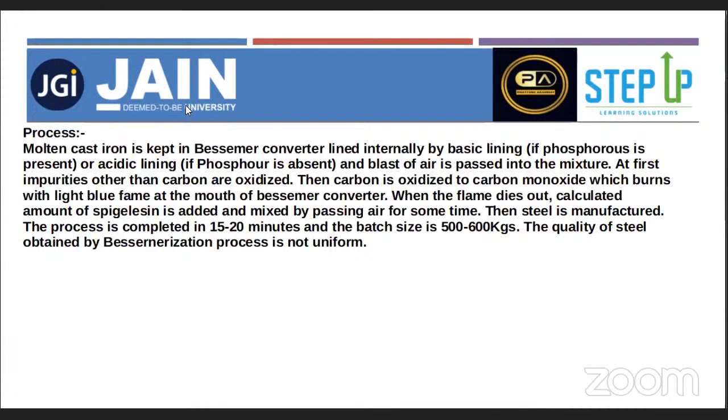Now, the thing we are using here is the Bessemer converter, where the molten iron is kept. The carbon is oxidized to carbon monoxide, which burns with a light blue flame. At the mouth of the converter, when the flame dies out, a calculated amount of spiegeleisen is added. It's a mixture of chemicals, and there's no need to know what that mixture is. Then the steel is manufactured. The process is completed in 15 to 20 minutes, and the batch size is 500 to 600 kg. The quality of steel obtained by the Bessemer process is not that uniform, so it's not that good. That is the first process.